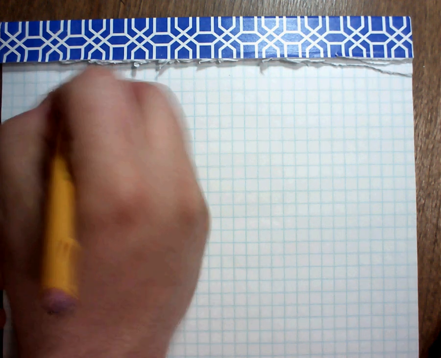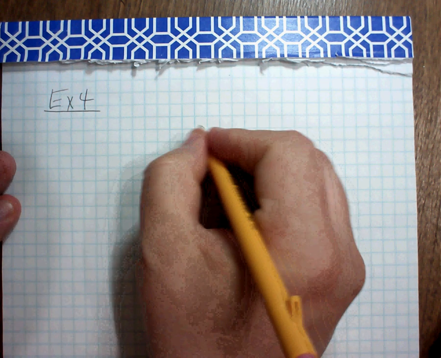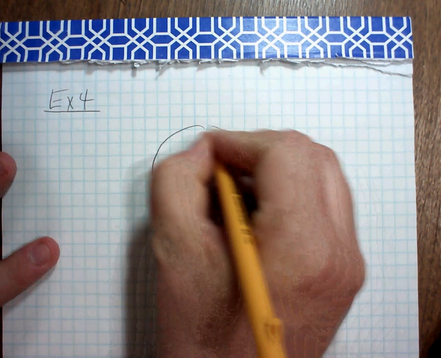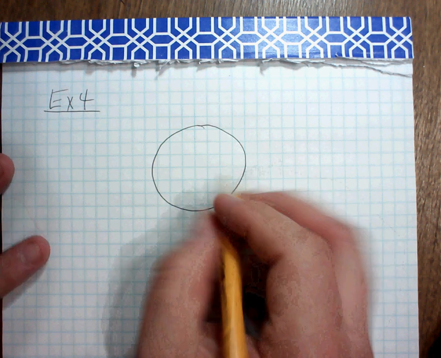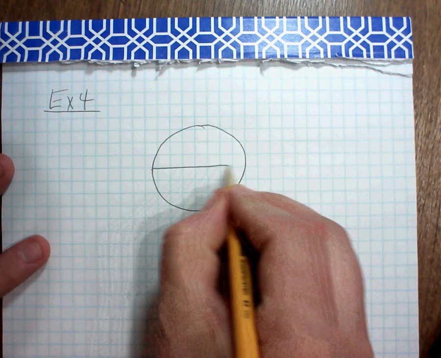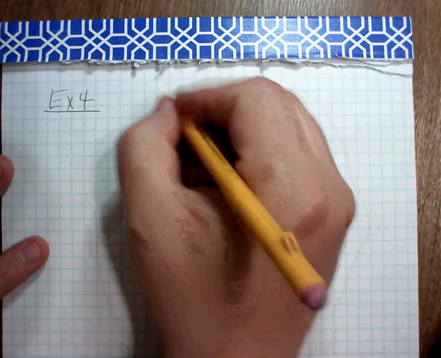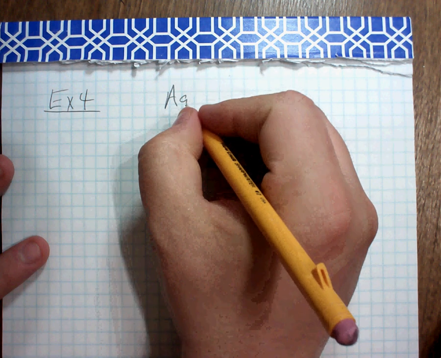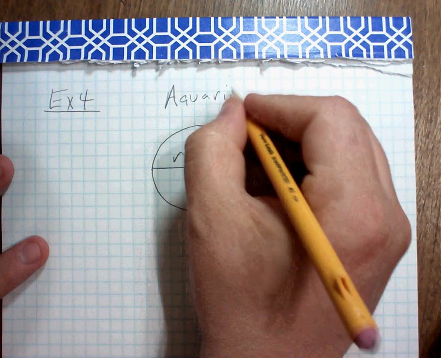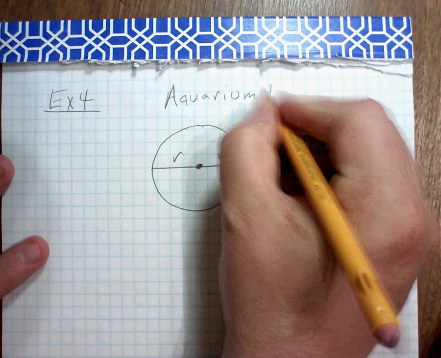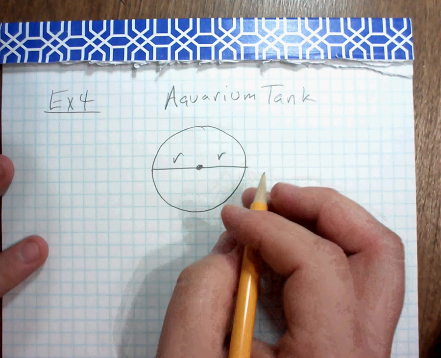So now for example number 4, I have a perfectly drawn circle, and let's think of this as a story problem in your textbook, of an aquarium. This is a fish tank, an aquarium that is circular in shape, all right? And then we're going to apply some of these properties to solve a problem.